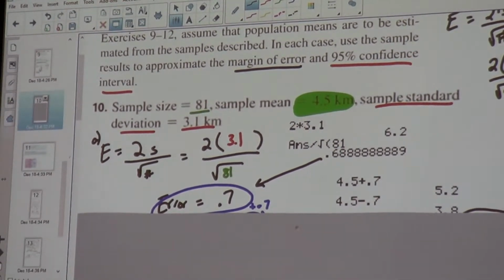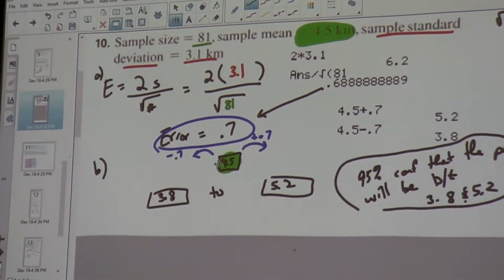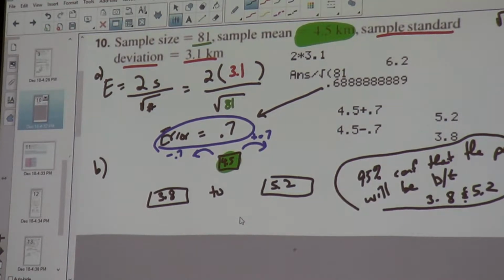So if I come down a little bit, I took my 4.5, which was my mean, and I added the error and subtracted the error, and that gave me my confidence interval. So I'm going from my sample information to my confidence information, which is my population.